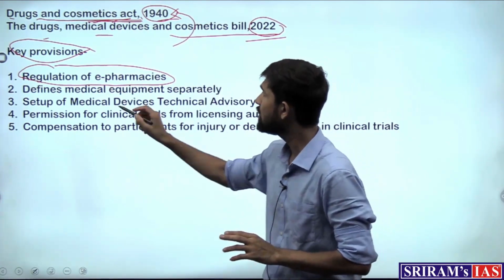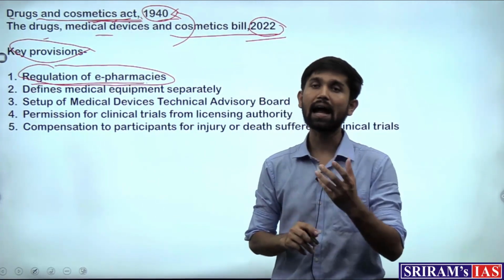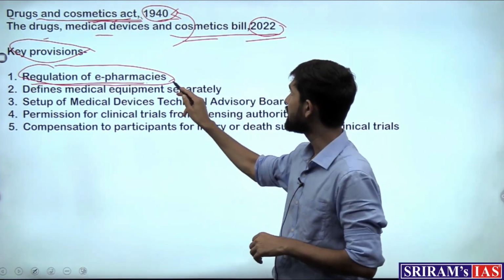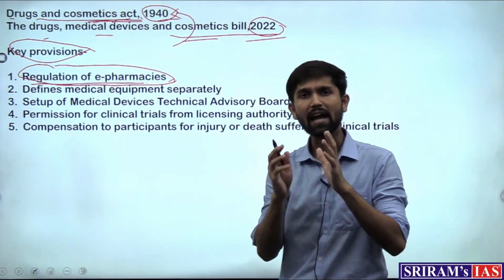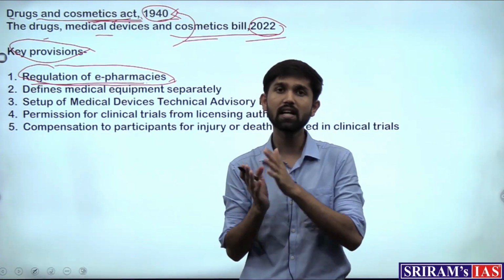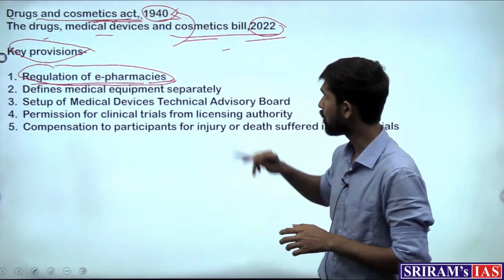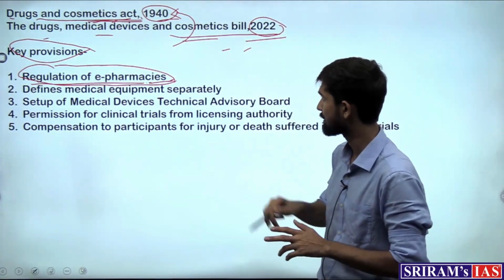So this new bill brings e-pharmacies under the regulation ambit, and this bill would now be regulating e-pharmacies as well, wherein any company that needs to set up an e-pharmacy or such a business would first need permission from the authority under this bill, when it becomes an act.